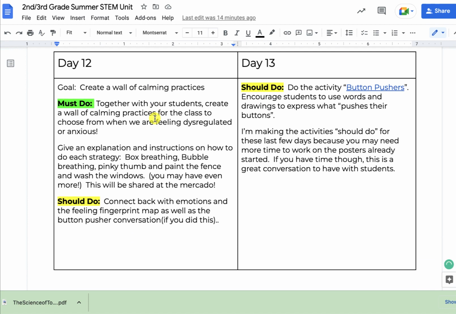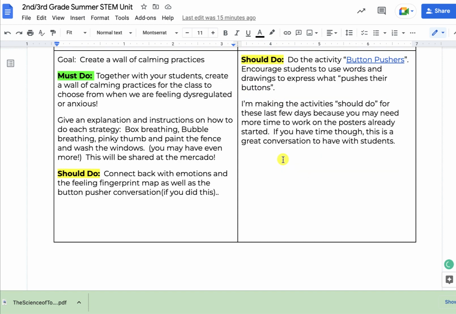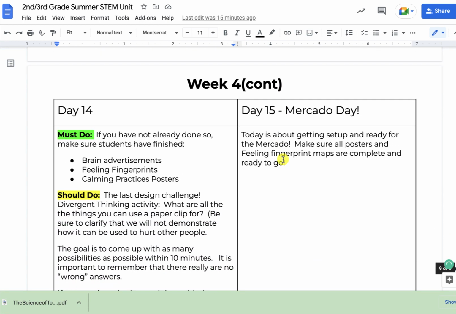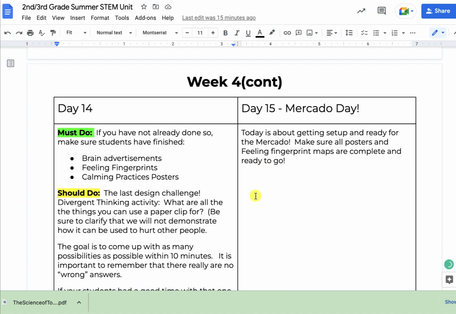And then we get into week 4, which is really about solidifying that wall of calming practices and getting some posters together to share at the Mercado. And button pushers is actually optional. All the rest of this is optional, day 13, 14. And then 15, of course, is just getting ready and set up for it.